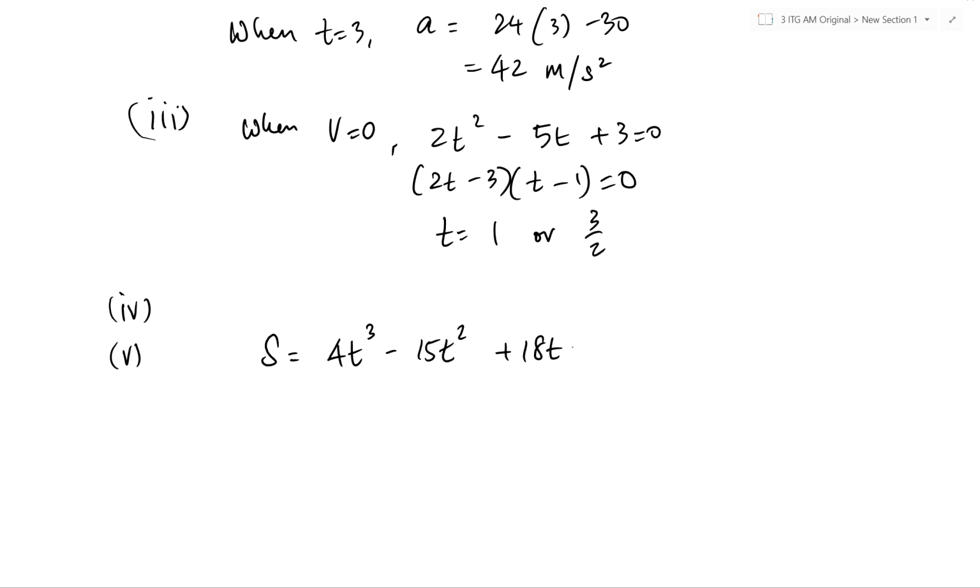Okay, let's do this now. Part 5. When t equals to 2, s equals to 4 times 8 minus 15 times 4 plus 18 times 2. How much is this? 8.